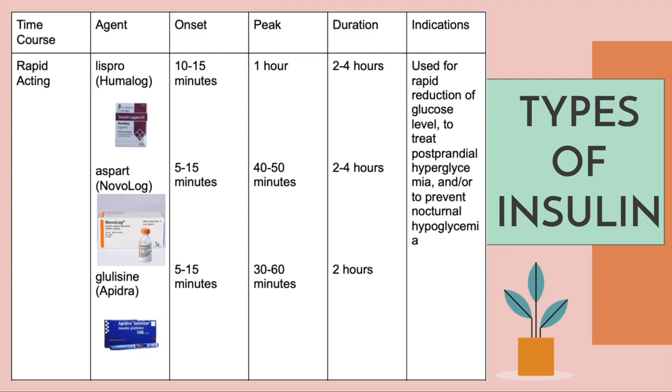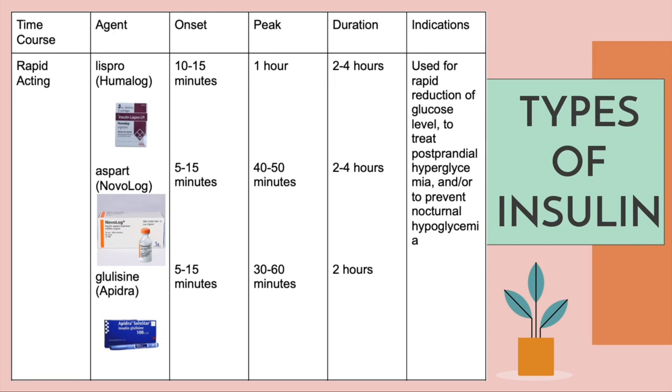First type of insulin based on time course is the rapid-acting insulin. The agents for this type are Lispro (Humalog), Aspart (Novolog), and Glulisine (Apidra). The onset for Lispro is 10 to 15 minutes, for Aspart 5 to 15 minutes, and for Glulisine 5 to 15 minutes as well.